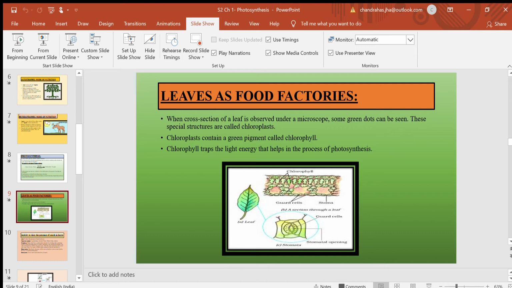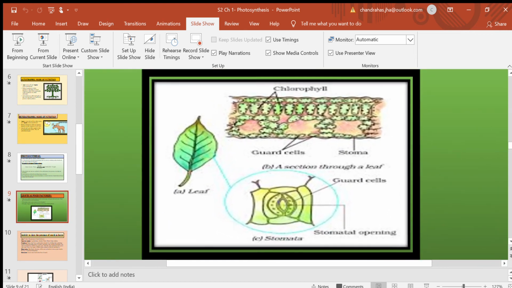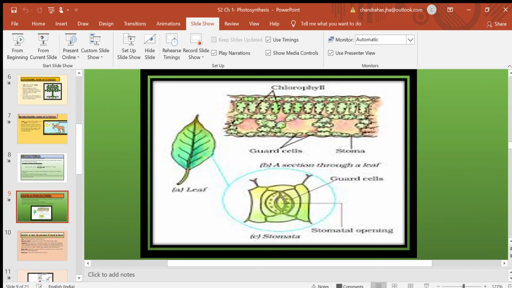When a cross section of a leaf is observed under a microscope, some green dots can be seen. These special structures are called chloroplasts. Chloroplasts contain a green pigment called chlorophyll. Chlorophyll traps the light energy that helps in the process of photosynthesis. Here you can see chlorophyll, stroma, guard cell, a section through a leaf of guard cell.